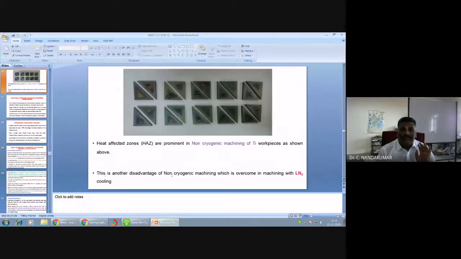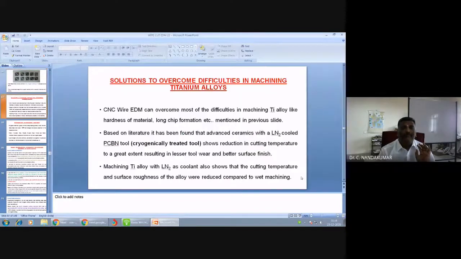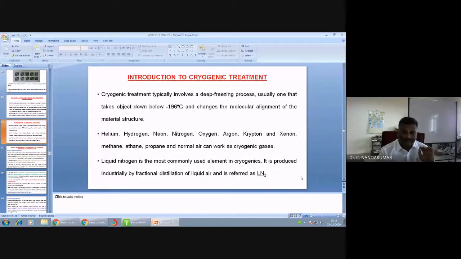This is another disadvantage of non-cryogenic machining, which is overcome by machining with LN2 cooling. The solution to overcome the difficulties in machining titanium is to go for the wire EDM process with the help of LN2 cooled brass wires. Cryogenic treatment typically involves a deep freezing process, taking an object down below -196 degrees and changing the molecular alignment of the material structure.